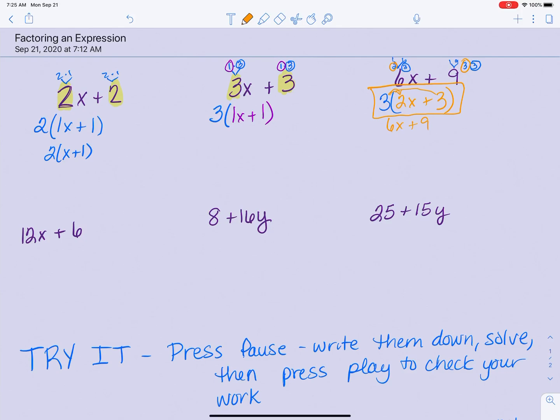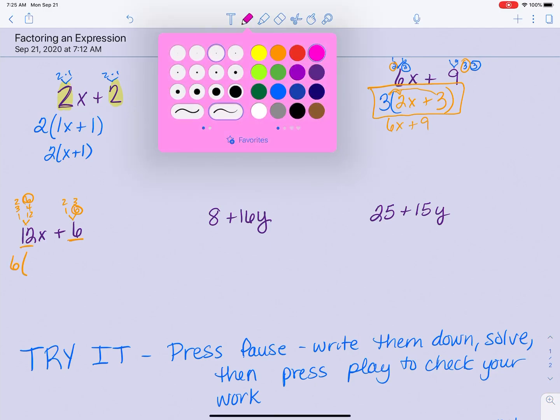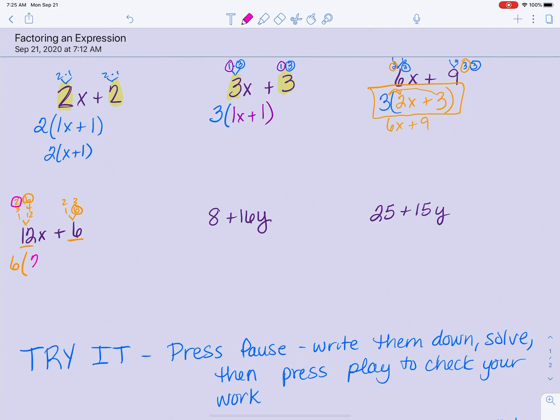All right, we're going to do the same thing. So I'm looking at trying to figure out the common factor of 12 and 6. So 1 and 12, 3 and 4, 2 and 6. 6 is 1 and 6, 2 and 3, so they have a common factor of 6. So that means I'm going to pull out the 6, and I'm going to be left with 2 and 1. And that one is factored.